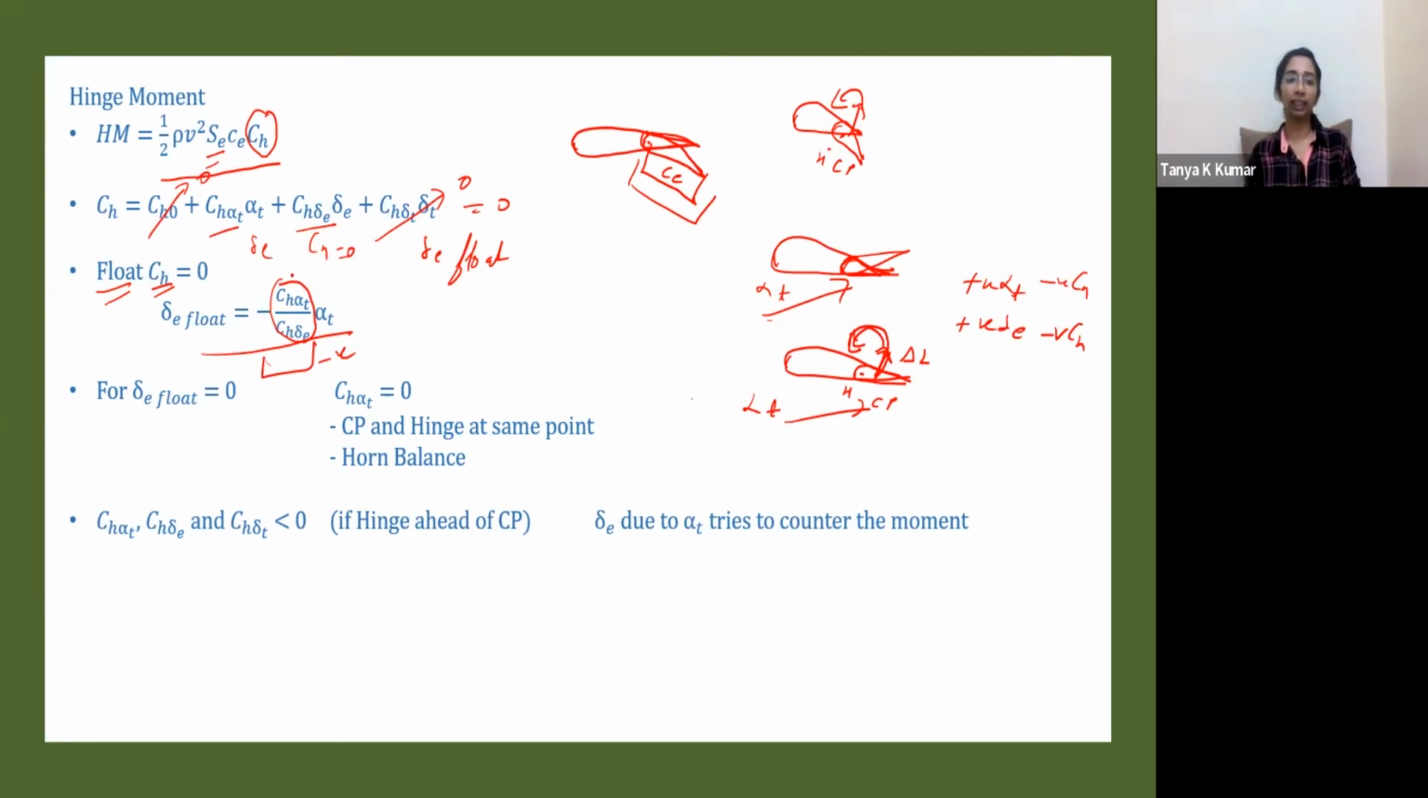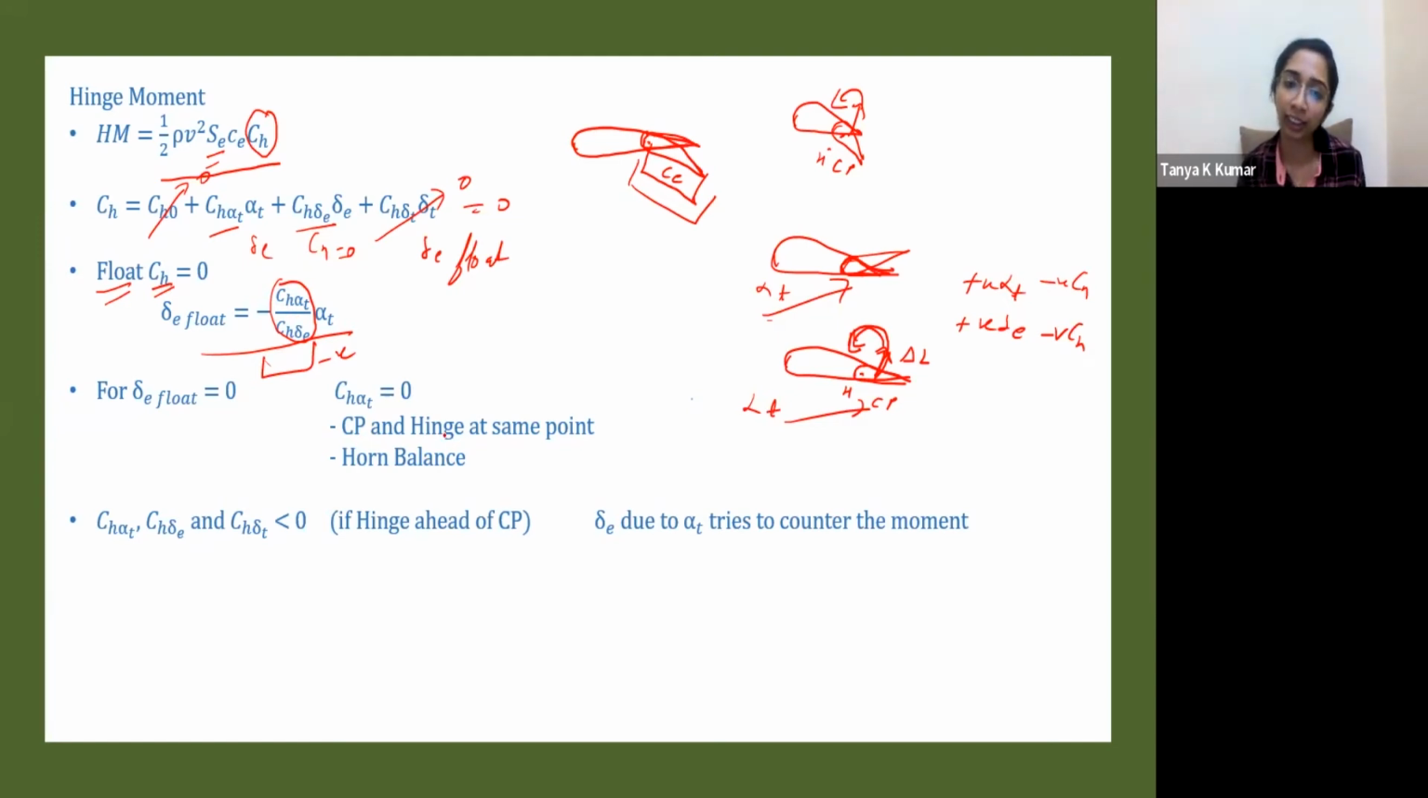Now, if we don't want the delta E to float, what do we do? If your delta E float has to be 0, that is a no float condition, you have to make your CH alpha tail 0. How do we do that? There are several ways, but these are two ways that I'll discuss in the lectures.